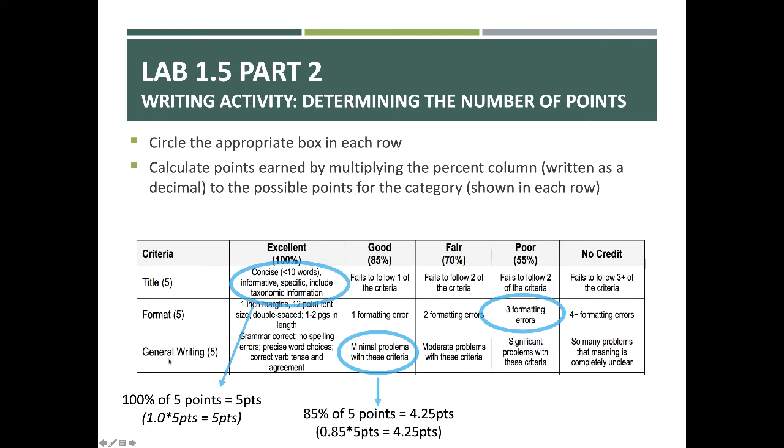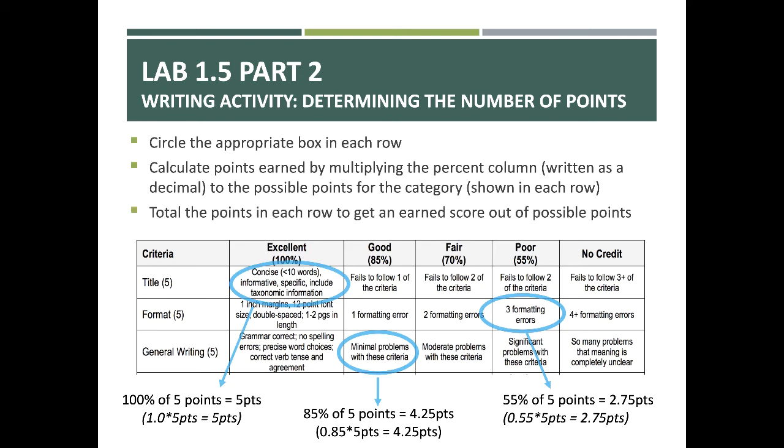85% of 5 points, so 5 over here, is 0.85 times 5, or 4.25 points. Likewise here, 55% of 5 points is 0.55 times 5, or 2.75 points. So this is how you will end up calculating the points that your teammates have earned on their paper. And you total it up in each row to get an earned score out of the possible points.